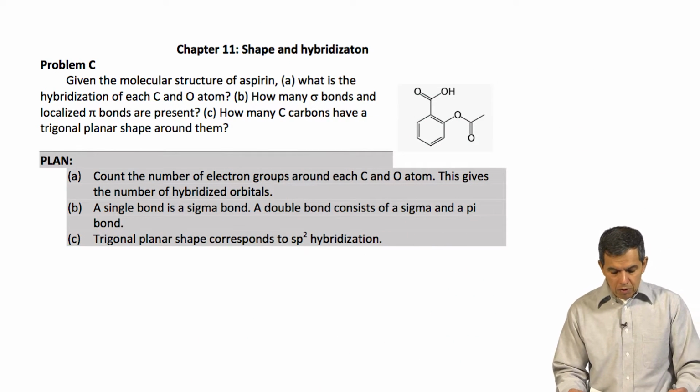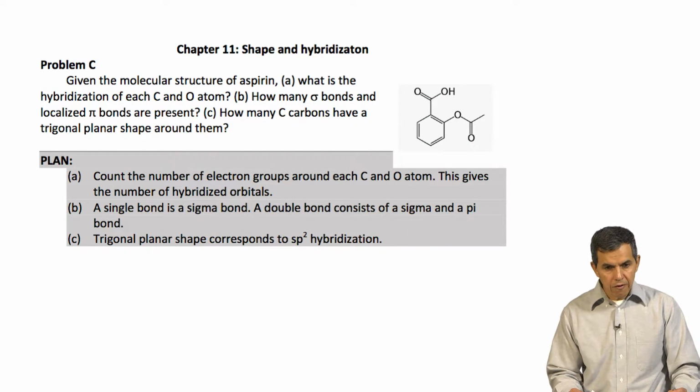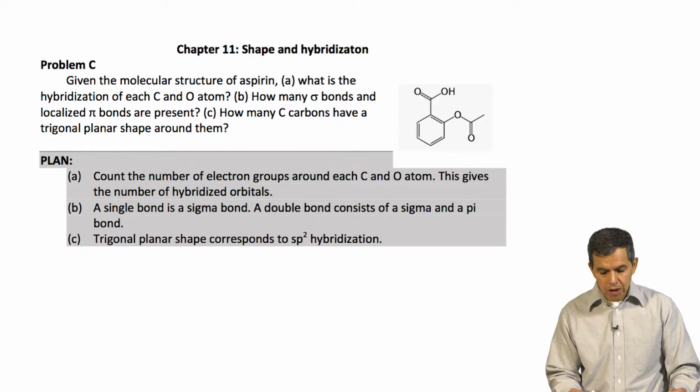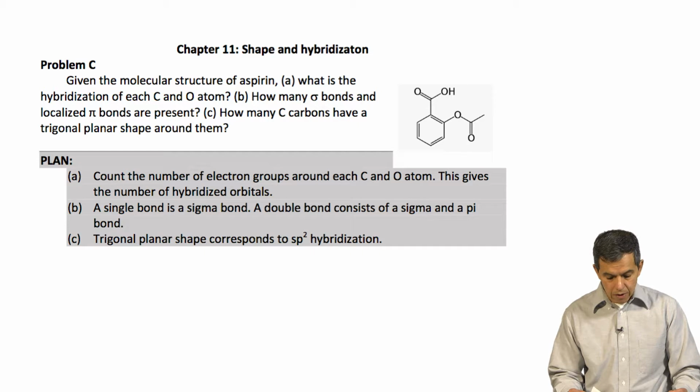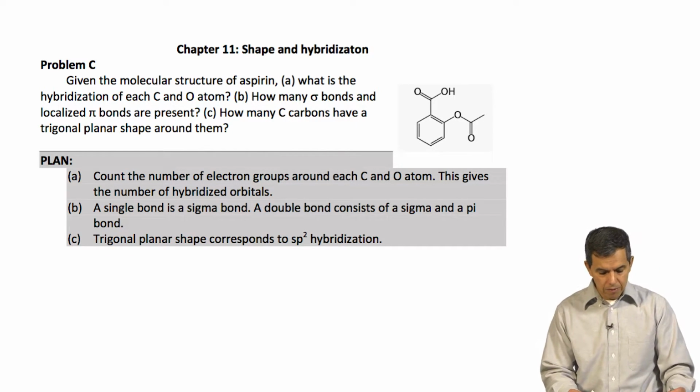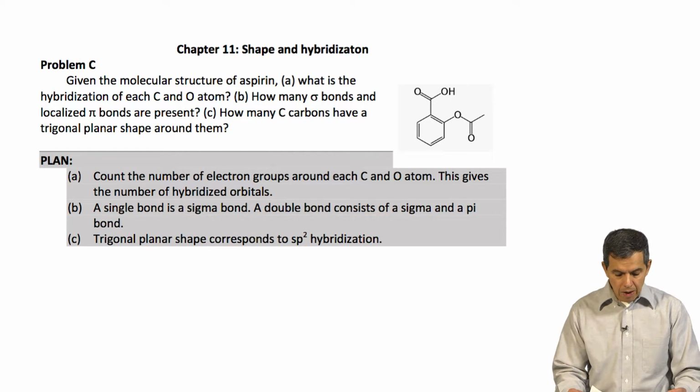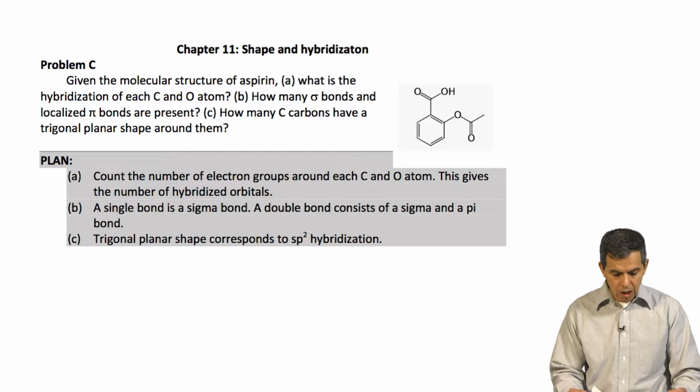The plan to solve this problem consists of counting the number of electron groups around each carbon and oxygen atom present in this molecule. This will also help us determine the number of hybridized orbitals and the type of hybridization. We need to keep in mind that a single bond is a single bond, and a double bond consists of a sigma and a pi bond. We also need to keep in mind that trigonal planar shape corresponds to sp2 hybridization.